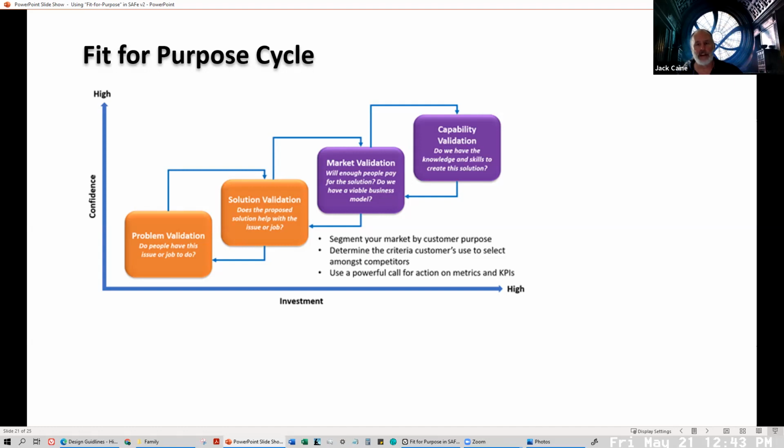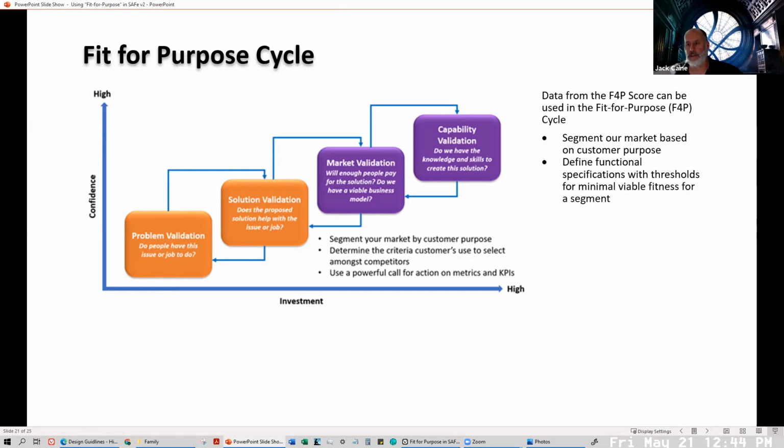So we segment our market by customer purpose. And then we determine the criteria customers use to select amongst competitors. And with this, we have a powerful call to action on metrics and KPIs now that we know who we're dealing with and why they're buying. Okay, so data from the fit for purpose score can be used in the fit for purpose cycle. We segment our market based on customer purpose.